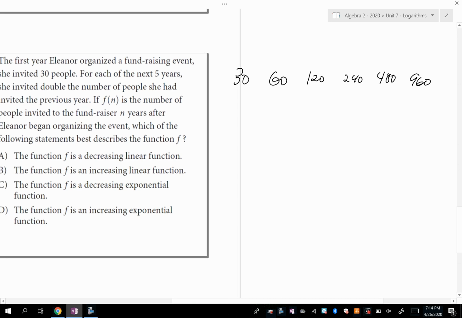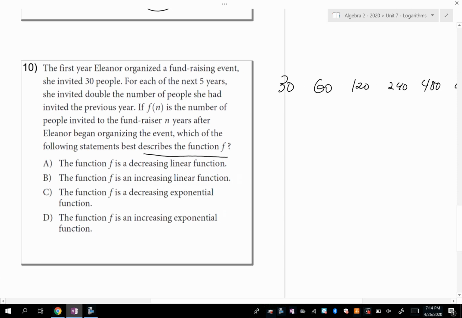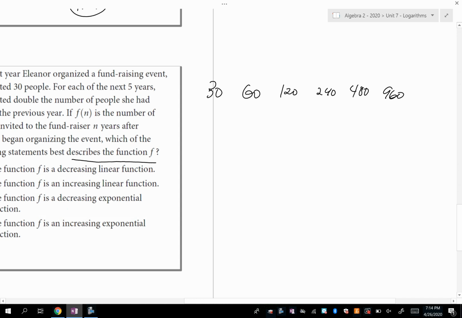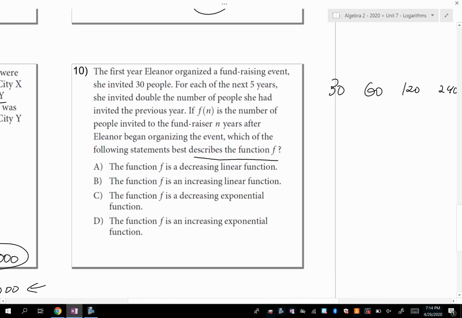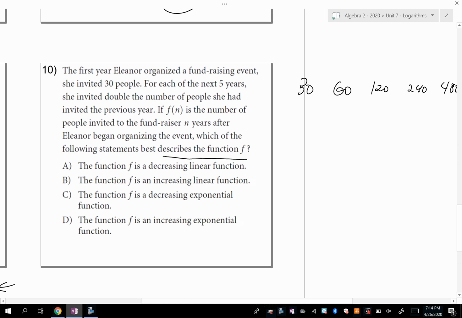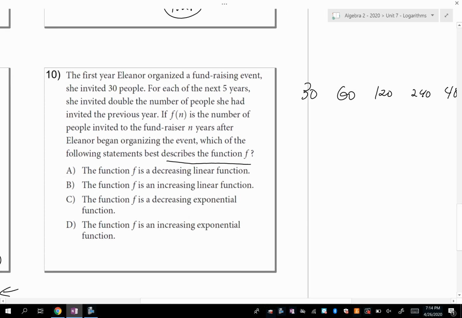Now, when this asks which of these best describes the function, if you think about this in terms of a function, you'll notice it's not just going 30, 60, 90, 120, 150. It's not just increasing by 30 people each year. She's doubling it each year. So that means she's actually doing something called an exponential function, and it's getting bigger. She's inviting double, so it's increasing. So it's going to be D. This is an increasing exponential function.